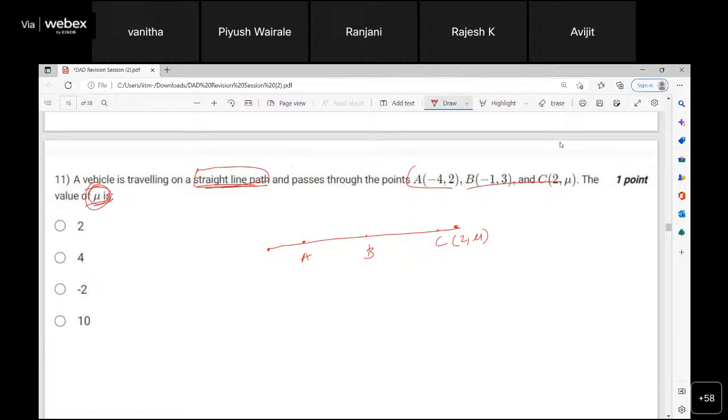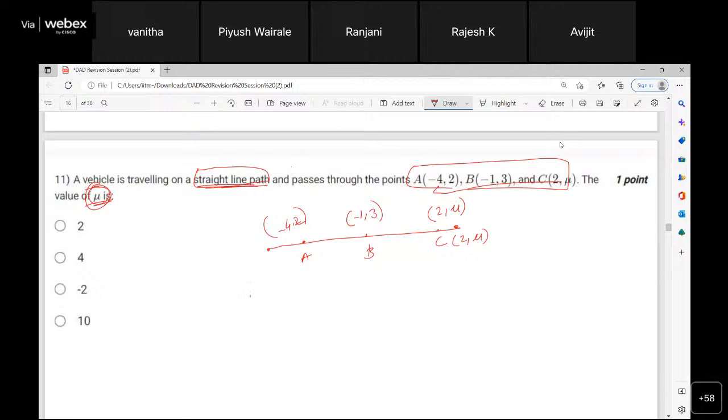One more thing you can think like this: if these 3 points are collinear, there will not be any triangle between these 3 points. Suppose you get a question on the area of a triangle, and in the fourth option it says the triangle is not defined or does not exist, then you can check for this condition also. So the slope between any 2 points will be the same.